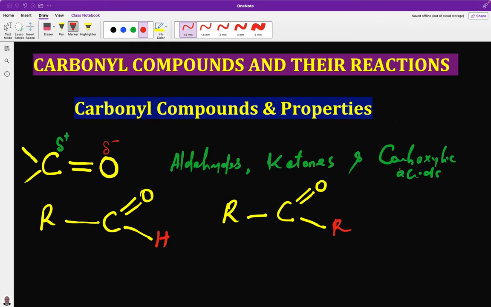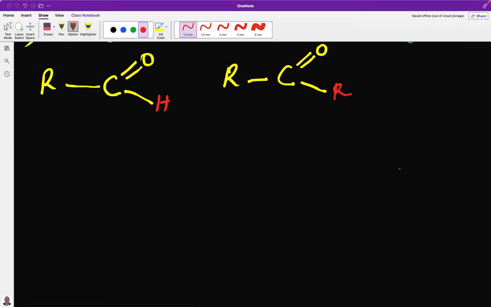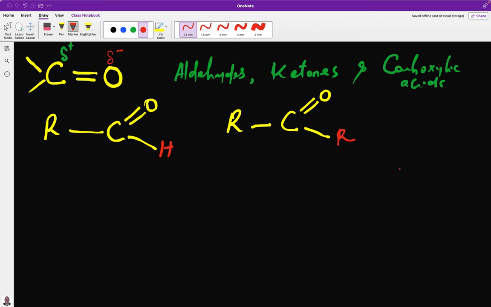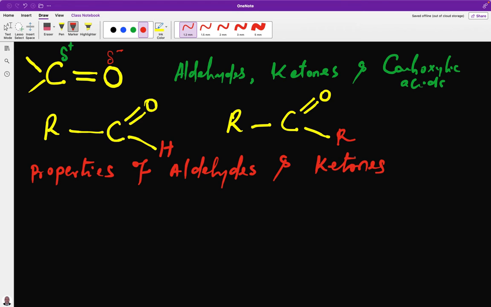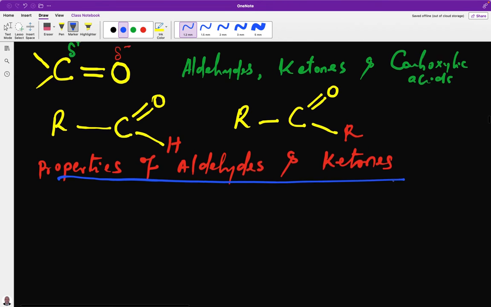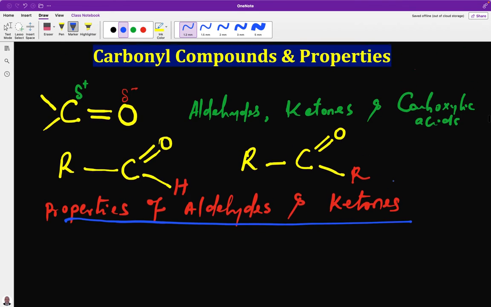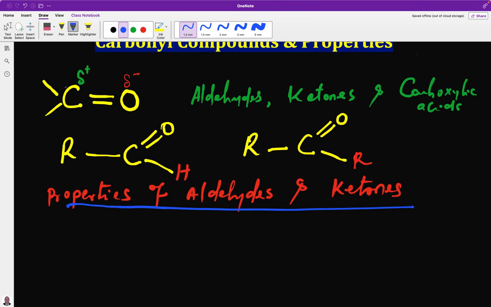So now, for the properties of aldehydes and ketones, you will notice that the carbonyl group is polar, as I said. The carbonyl group is polar, with carbon having a partial positive charge and oxygen a partial negative charge. This is as a result of the difference in electronegativity.